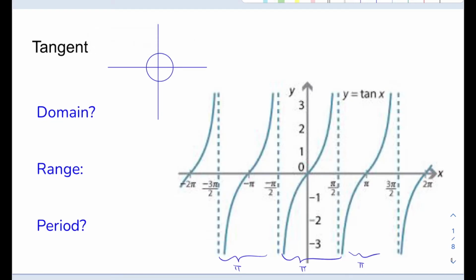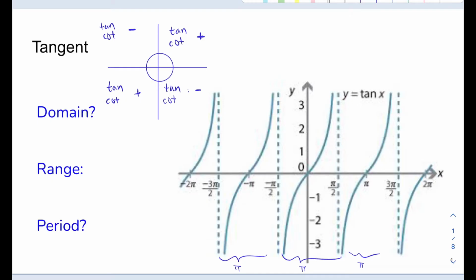So for example, tangent and cotangent, we'll just do both, are positive in quadrant 1, and that's because sine and cosine are both positive. Tangent and cotangent are negative in quadrant 2, and that's because cosine is negative and sine is positive. Tangent and cotangent are positive in quadrant 3 because both sine and cosine are negative. And then tangent and cotangent are negative in quadrant 4 because while cosine is positive, sine is negative.